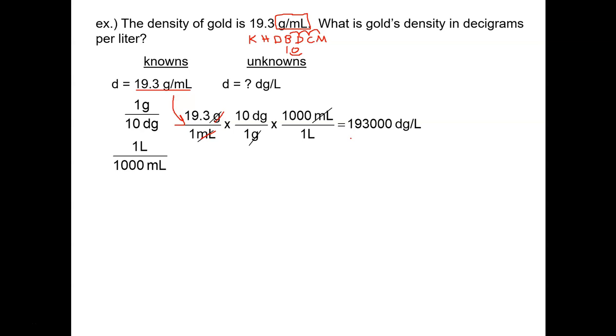So that's all right. But 193,000 should be written in scientific notation. It's way too big to be written that way. So we need to take our decimal point and move it over 3, 4, 5 places, right? So we should be really writing this as 1.93 times 10 to the 5th decigrams per liter. And don't forget, last thing, circle your final answer.